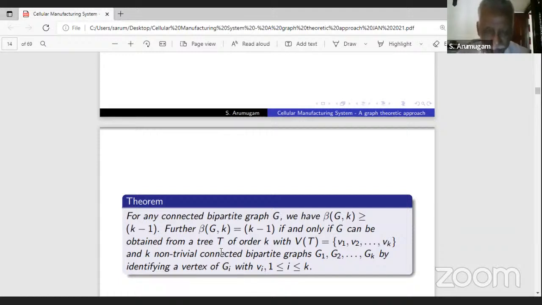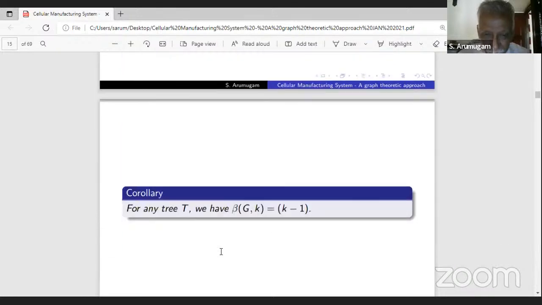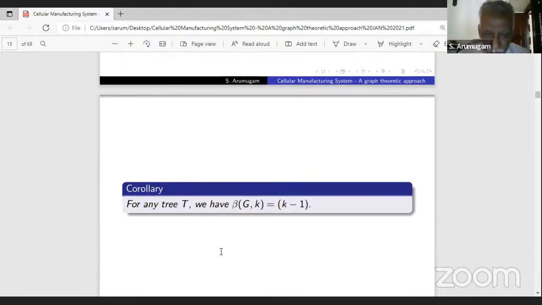It's completely characterized. See, these papers got easily accepted because of the application. Again, for a tree, it's automatically k minus 1 because you don't need to attach any bipartite graph. You don't attach any bipartite graph, I get for any tree, beta g comma k is k minus 1.